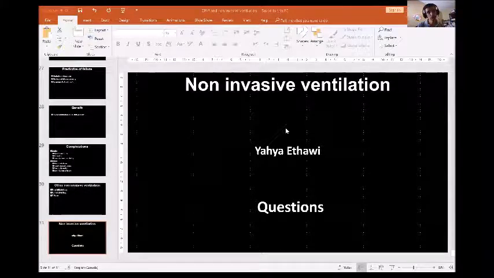The other question, in case of PVD, how long do we use CPAP? You can use it for whatever the patient needs. You can send the patient home on CPAP. You can use it for 3 months. You can use it as much as you need. Sometimes we use it for 4 months.